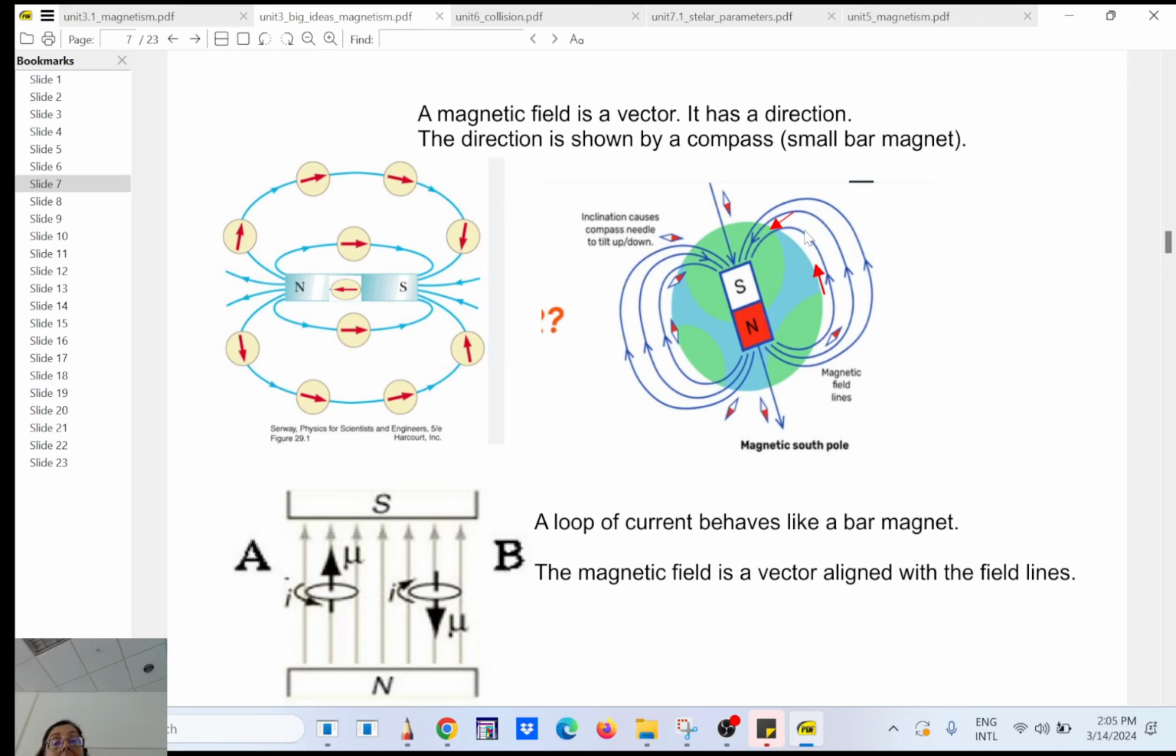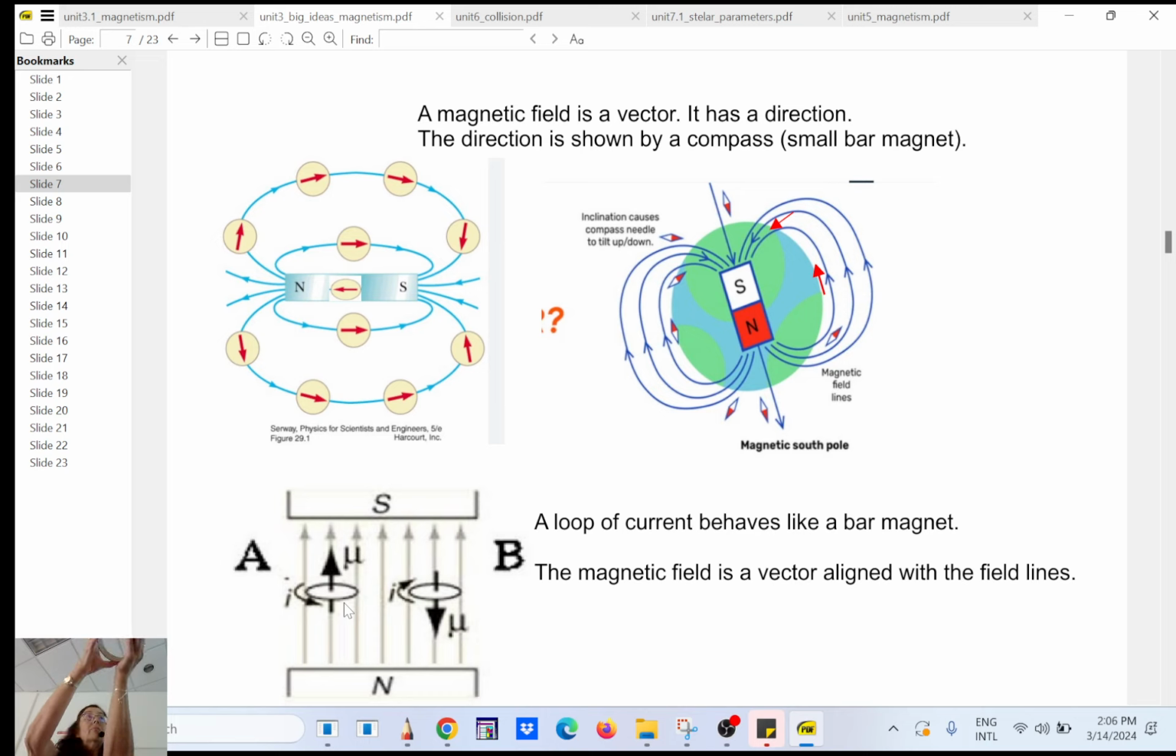And if you go high up, increase the altitude, it's going to make an angle there. You see how it works? Now, at the pole, the magnetic field is what? Parallel or perpendicular? Perpendicular. Okay? So we're going to talk about that today. If you have a loop of current, everything happens like you have a bar magnet.